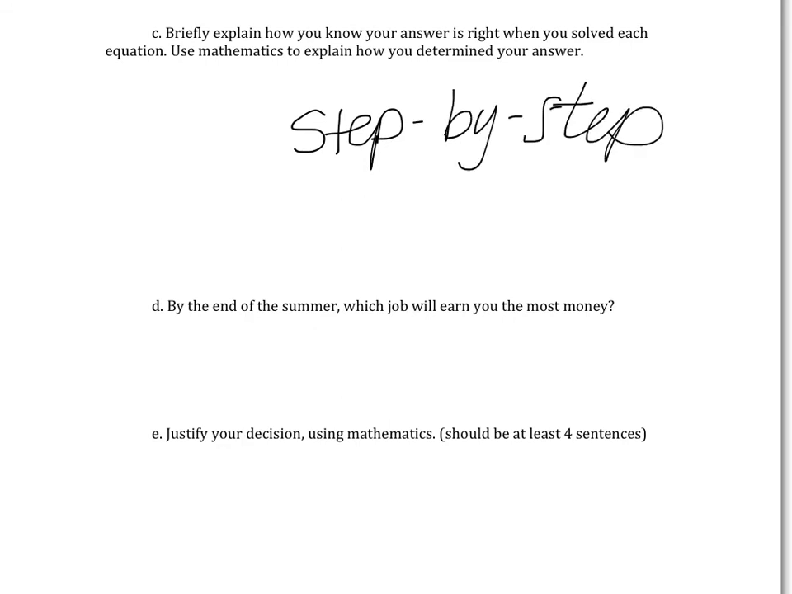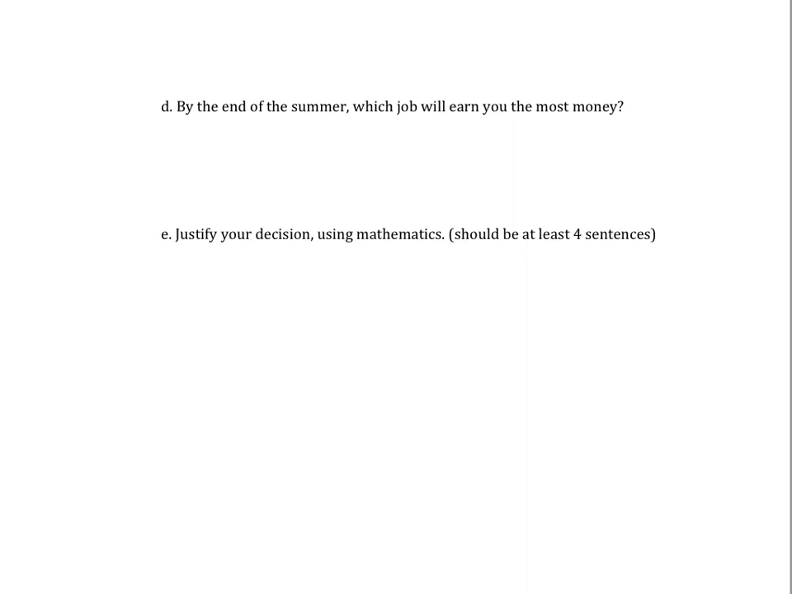Then, which job are you going to pick? Which one's going to give you the most amount of money? And then finally, justify your decision. Why did you pick that one? And it should be at least 4 sentences. Here you're either saying I'm going to be a busboy or I'm going to mow lawns. Here you're telling me why, and you're using math to explain it.